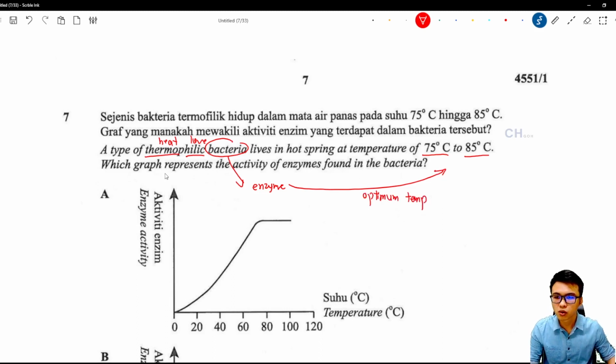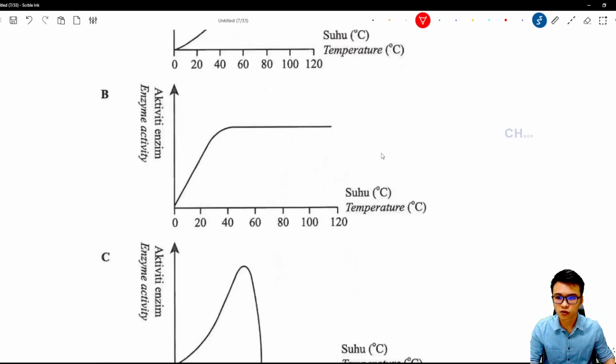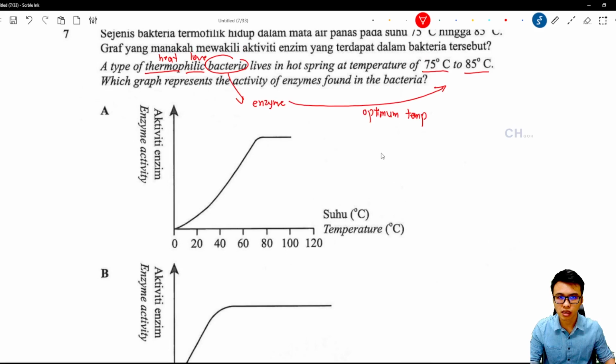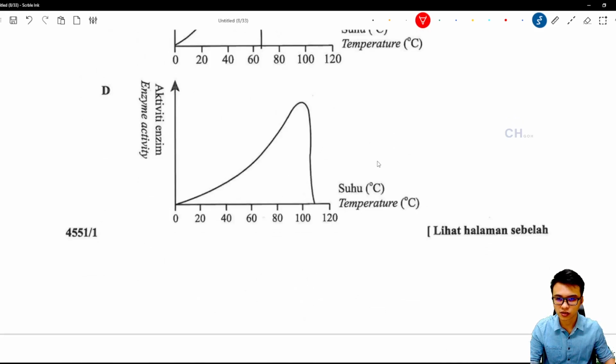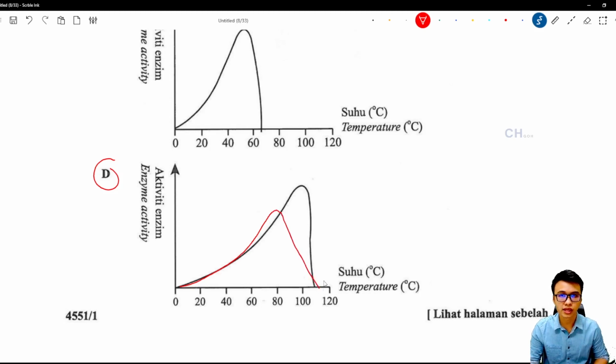Okay, so which graph represents the activity of enzyme found in the bacteria? So the optimum temperature for the enzyme here should be 85 and 75. So D will be the answer. But D, the graph is a bit not so accurate, because the answer here should peak at somewhere here, guys. It should peak at somewhere here. So if the temperature is too hot, the enzyme is going to be denatured here.